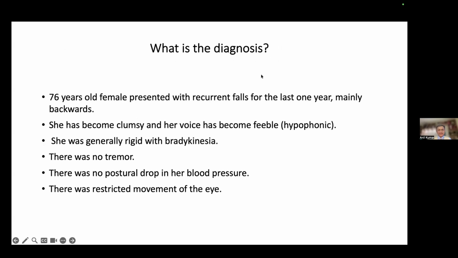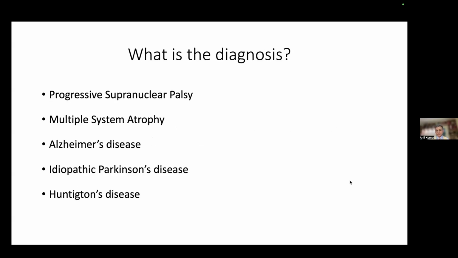Right. Now this is a bit long, but it's clear cut. A 76-year-old female presented with recurrent falls for the last 1 year, and she was falling backwards. She has become clumsy and her voice has become feeble, hypophonic. When she is talking, the voice is slightly hypophonic, not able to produce that amount of loudness. She was generally rigid with bradykinesia. There was no tremor. There was no postural drop in her blood pressure, but there was restricted movement of the eyes. So what do you think?